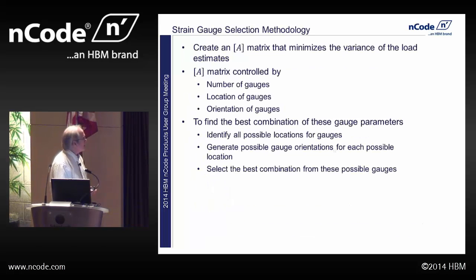How we're going to do this: one, I have to create that A matrix. That A matrix is me placing gauges on the model, but now I have to figure out where I'm going to put the gauges. And actually, several things. How many gauges do I put on? Where do I place them? What direction do I point them in?